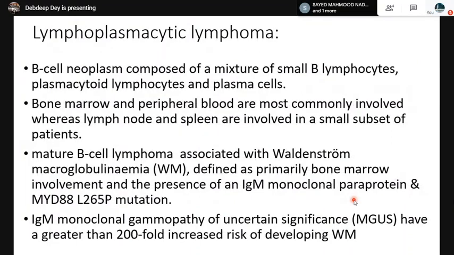Lymphoplasmacytic lymphoma is a B-cell neoplasm which is composed of a mixture of small B lymphocytes, plasmacytoid lymphocytes, and plasma cells. Bone marrow and peripheral blood are most commonly involved, whereas lymph node and spleen are involved in a small subset of cases. Mature B-cell lymphomas associated with Waldenstrom macroglobulinemia, which is defined as primarily bone marrow involvement with presence of an IgM monoclonal paraprotein and MYD88 mutation.